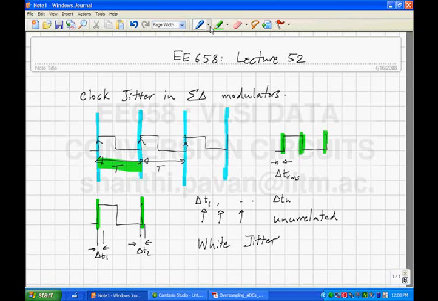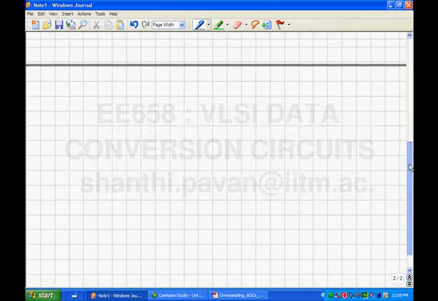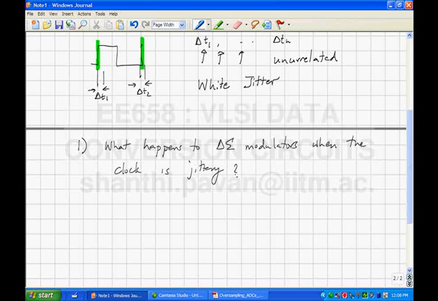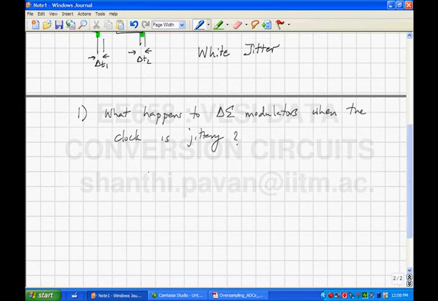So the question is to see what happens to the behavior of the modulators. First, go back to the original modulators that we studied. These are discrete time delta sigma modulators, and in a discrete time design, where is the sampling done? The sampling is done up front, and then you process the whole thing later in the modulator.